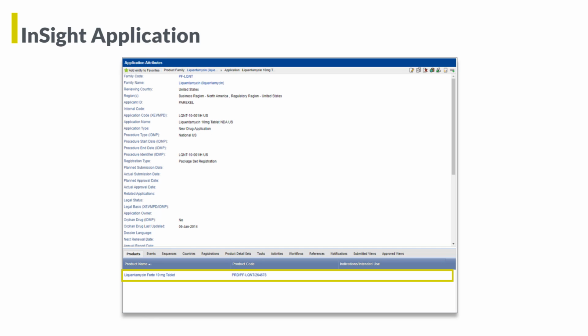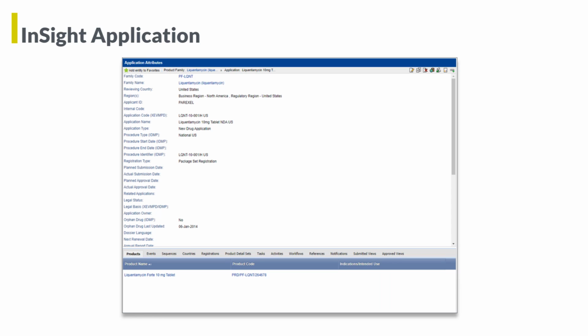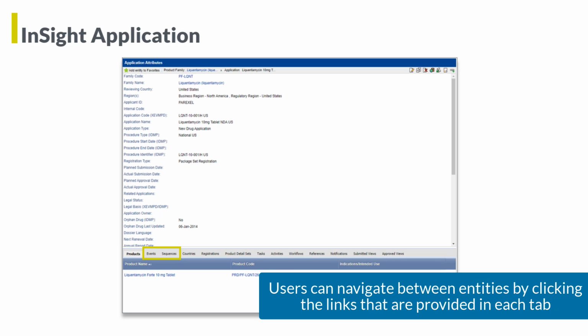If I wanted to, I can click on the link to see that product's attributes screen and view all information related to that product. For the application's data itself, I can create, update, or view the particular events and sequences for this application, simply by clicking the links that are provided for me within each tab.